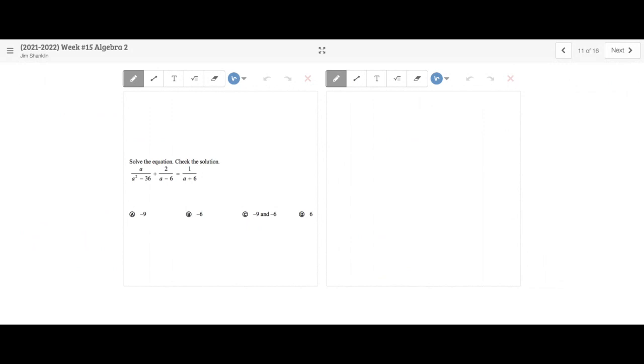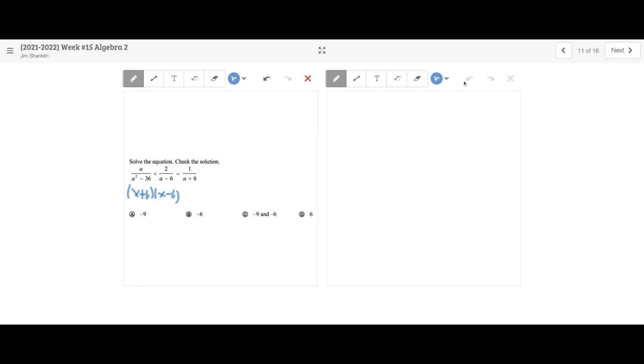What is my lowest common denominator? What is the lowest common denominator here? What am I going to multiply every single term by? And I'm going to factor this first. This factors to x plus 6, x minus 6. Okay? So what's my lowest common denominator? X plus 6, x minus 6. Very good. Or x squared minus 36. It's the same thing, right?